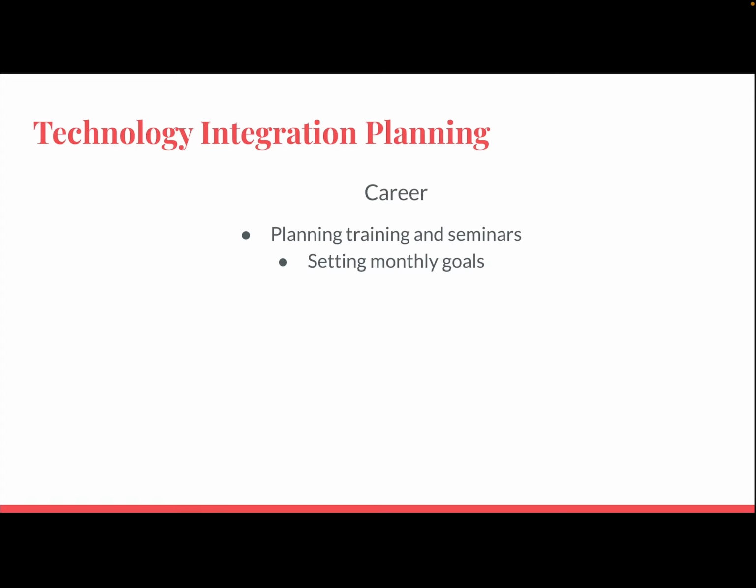To add technology integration planning into my career field, I could see it being used to help plan training and seminars that are done. It can be used for monthly meetings and to help set monthly goals, especially with the instructional goal element in it. I can see it being a benefit for many things.